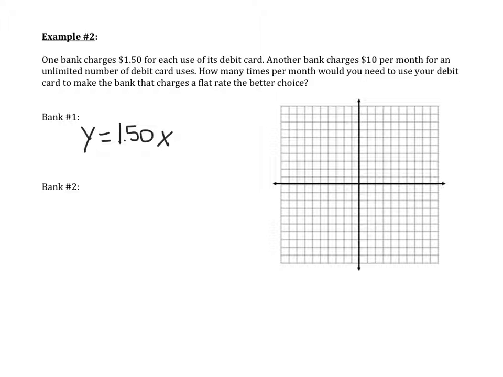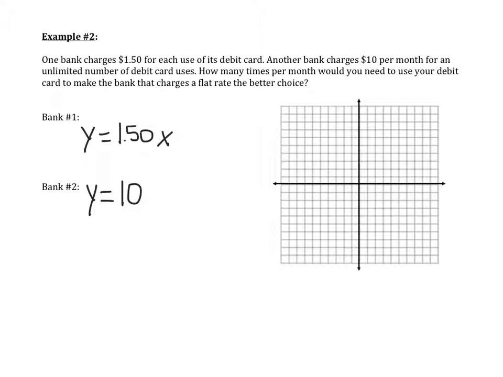For bank number 2, it says $10 per month. I'm charged $10 no matter what. So that equation would be the amount that I'm getting charged, y, would be equal to just 10. I'm not multiplying by anything since it's just a flat rate of $10. So I will graph each one of these separately.